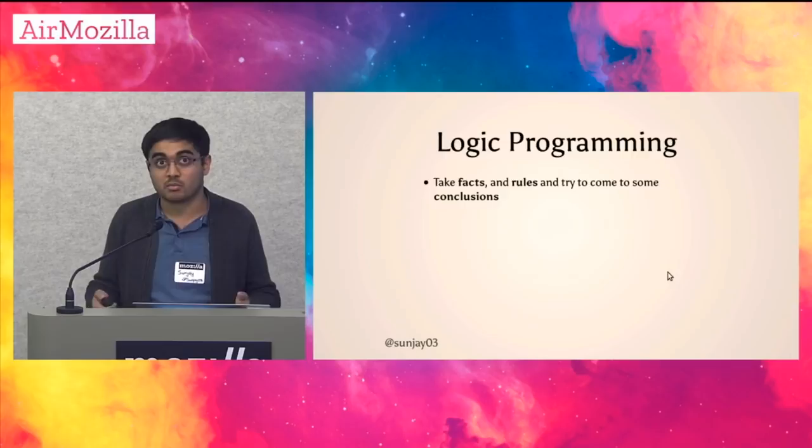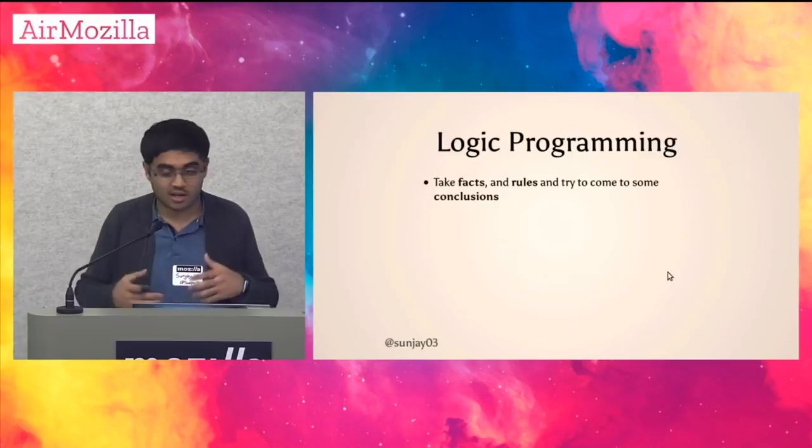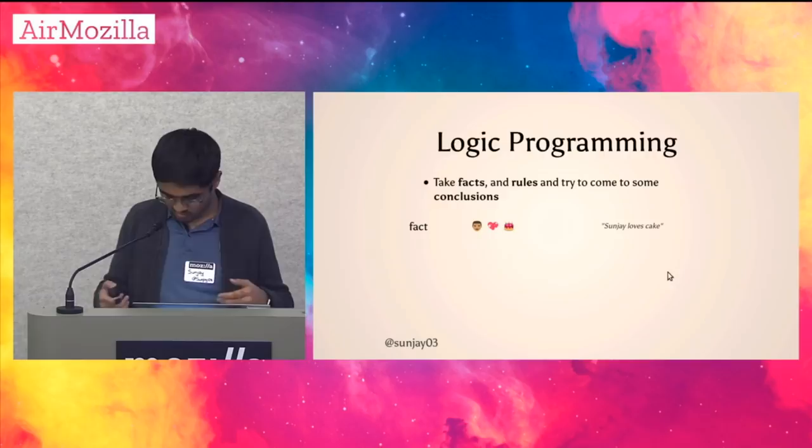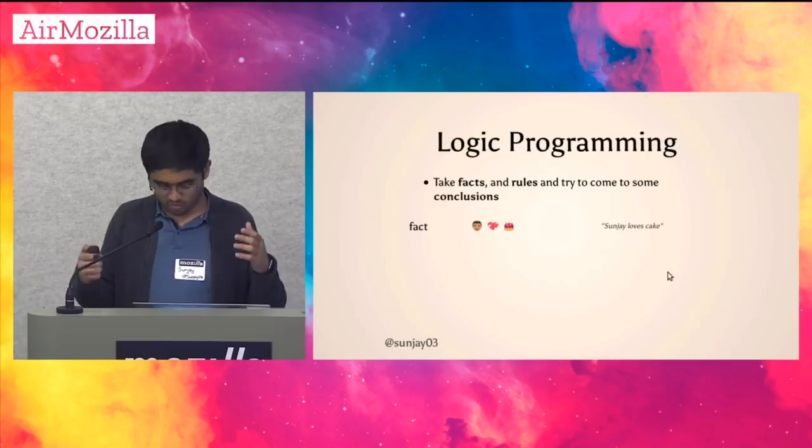Take, for example, the sentence, Sunjay loves cake. I'm Sunjay, I love cake, right? This is a fact, and I can write this in emojis like this. Cake is pretty sugary, so if I enjoy cake, well, it might be reasonable to think that I enjoy candy as well. We can write this as a general rule using emojis like this.